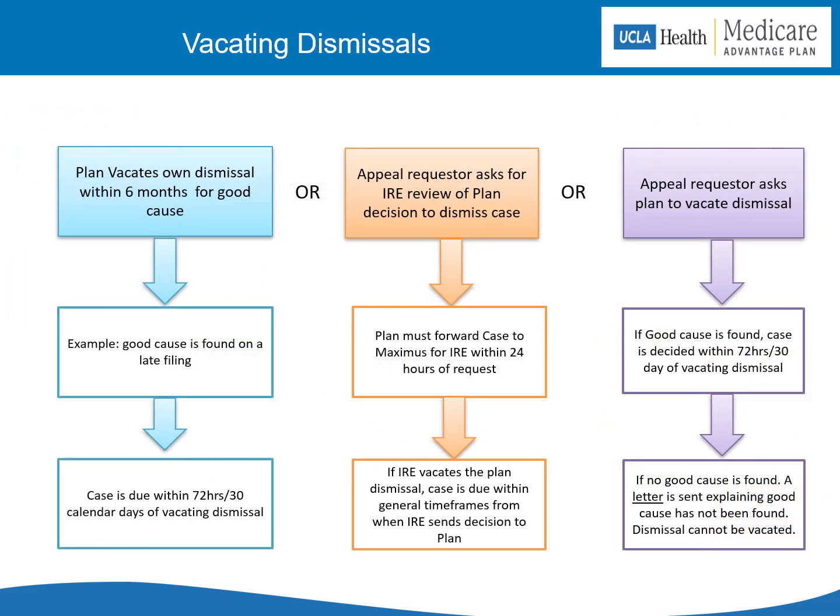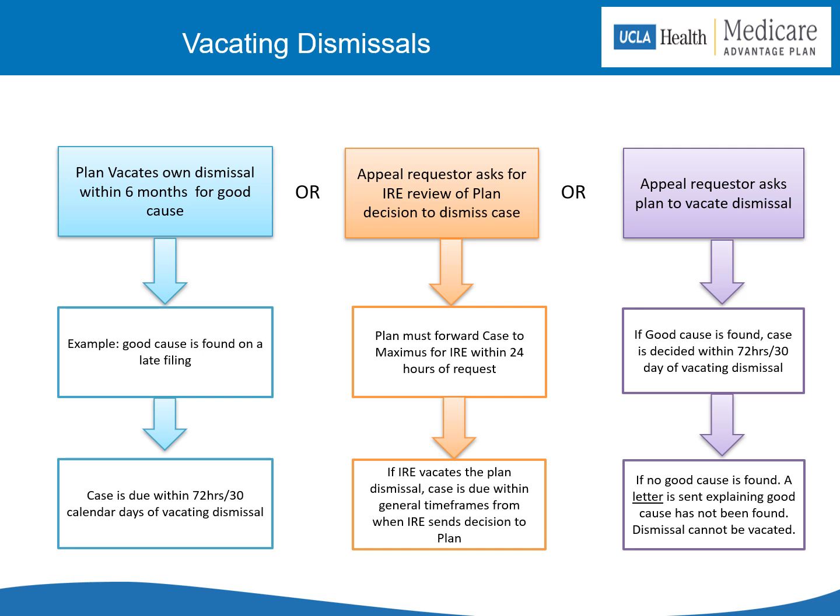Vacating dismissals. Now, dismissals are considered binding unless one of the following scenarios comes into play. One is the health plan vacates its own dismissal within 6 months for good cause. One example of good cause is what we talked about earlier. We found good cause for late filing on a case. That case would be due within 72 hours for expedited or 30 calendar days for standard of vacating the dismissal. So the clock starts the day we find that good cause, as previously stated.